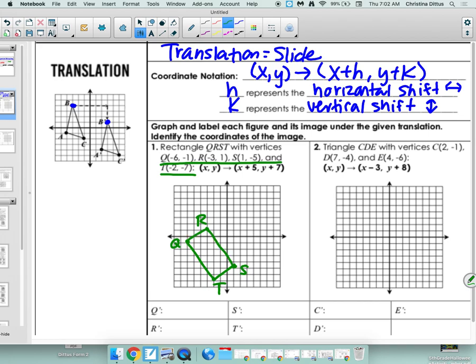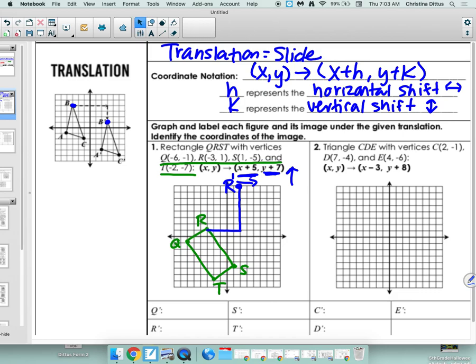Okay, so this is our pre-image. And what we're going to do is we're going to add 5 to our x. So we're going to go to the right 5. We're going to add 7 to our y, so we're going to go up 7. Pluses go to the right and up, kind of like a number line. So move your R over 5 and up 7. So this is our new R.